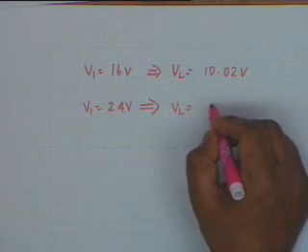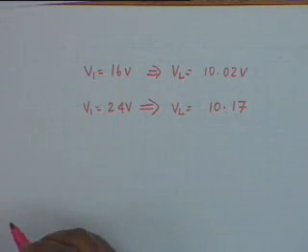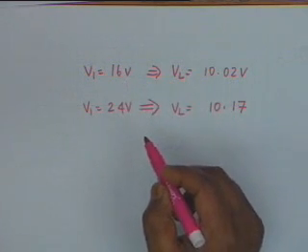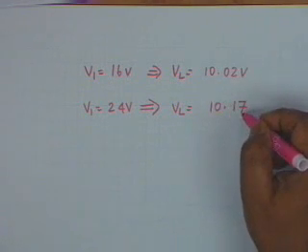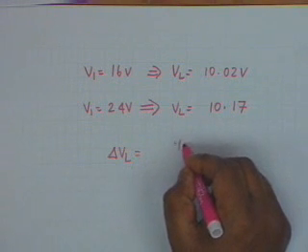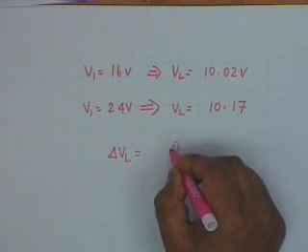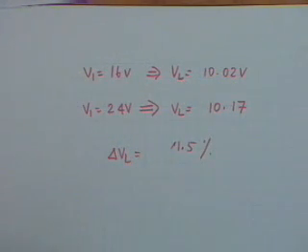The VL changes only to 10.17. You see how constant it remains? For a violent fluctuation here from 16 to 24, the load voltage changes only from 10.02 to 10.17. And delta VL, if you calculate this, 0.15, oh, it's simply how much? 1.5%. That's it. 50% fluctuation in the DC is reduced to only 1.5% fluctuation in the voltage across the load.